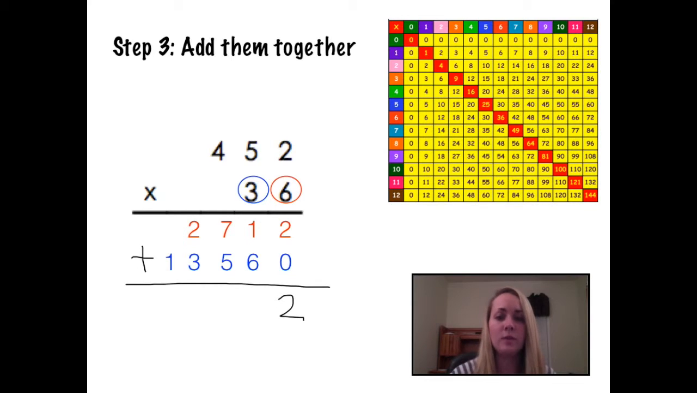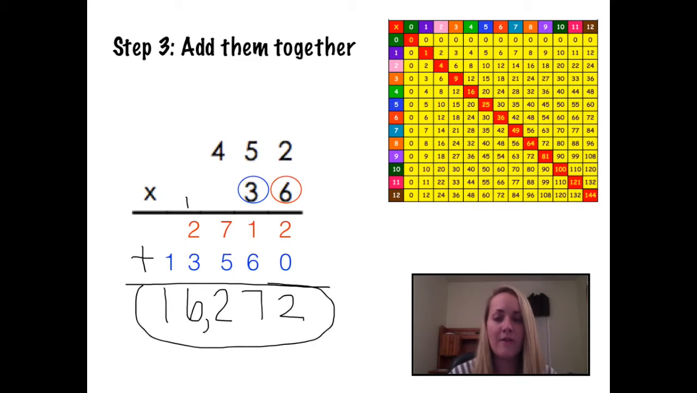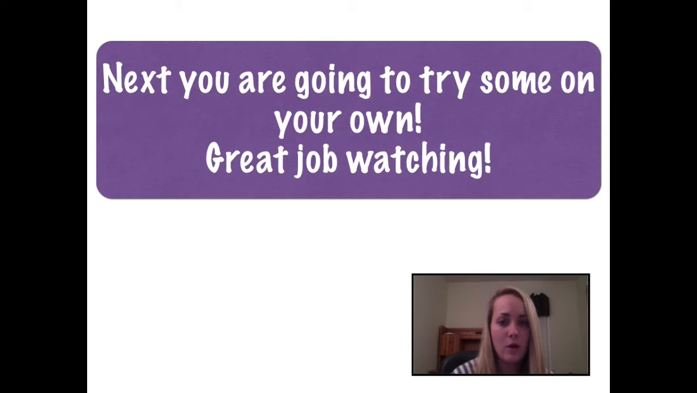So here I have 2 plus 0 is 2. 1 plus 6 is 7. 7 plus 5 is 12, put the 2 down here, carry the 1 over. 1 plus 2 is 3, 3 plus 3 is 6, and then 1 plus nothing, I didn't carry anything over, is 1. So there we have our final answer here, and this is how we would then solve these problems.